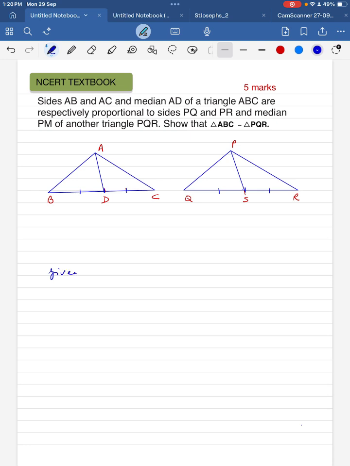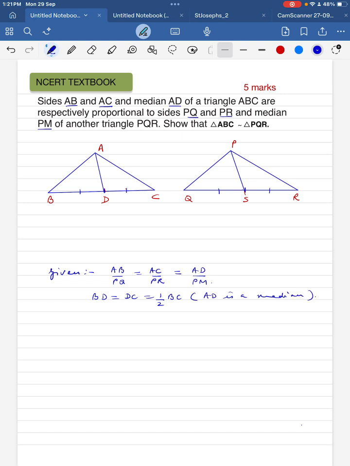It's given here that AB, AC and the median AD are respectively proportional to sides PQ, PR and median PM of another triangle, which means it's given that AB by PQ is equal to AC by PR is equal to AD by PM. Also, because AD is a median, we know that BD is equal to DC equal to half of BC. Why? Because AD is a median.